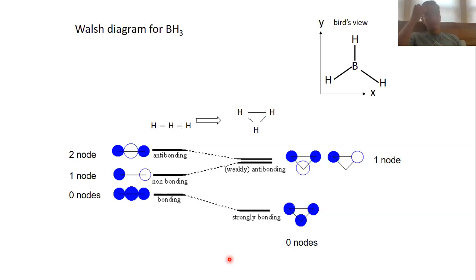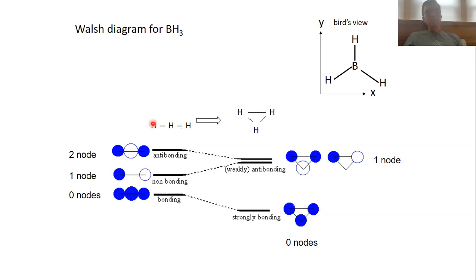So in a Walsh diagram, you plot the ligand group orbitals and the energy in particular relative to an assumed bonding angle between the ligand group orbitals. So the largest bond angle that you can imagine between three hydrogen atoms having one s orbital each is a 180-degree bond angle.